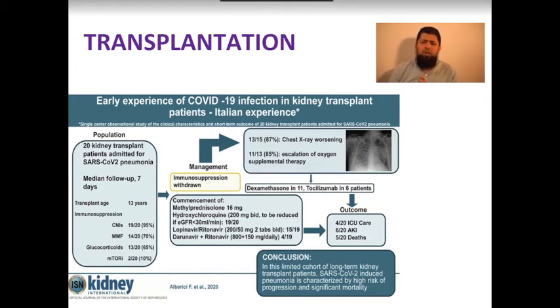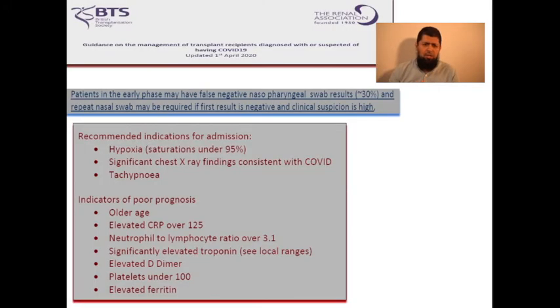There are also the Renal Association guidelines, and the British Transplantation Society issued guidance on the management of transplant recipients diagnosed with or suspected of having COVID-19. This was issued this month. First, patients in the early phase may have false negative nasopharyngeal swab results, as we mentioned before, about 30%, and a repeat nasal swab may be required if the first result is negative and the clinical suspicion is high.